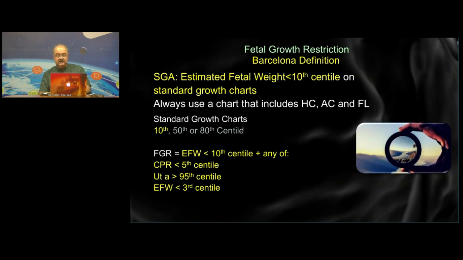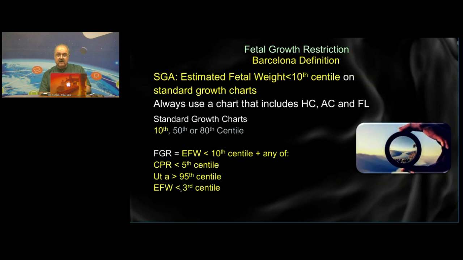What we are now using, of course, are standard growth charts, but we do realize that we've been able to differentiate the small for gestational age fetus from the FGR fetus, and the FGR is a subgroup over there where the estimated fetal weight is less than the 10th centile, but we have Doppler parameters now within the definition. And the Doppler definition is that you should have a cerebral placental ratio less than the 5th centile, or a uterine artery which is greater than the 95th centile, or an estimated fetal weight which is less than the 3rd centile. So immediately you realize that instead of pure mathematics, we have a flow function that tells us how the fetus is going to behave.